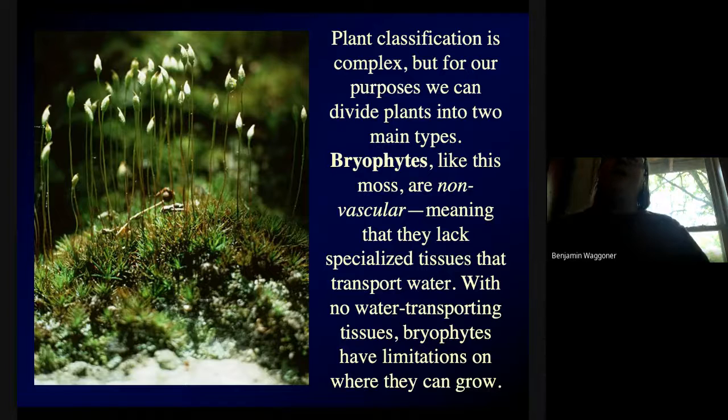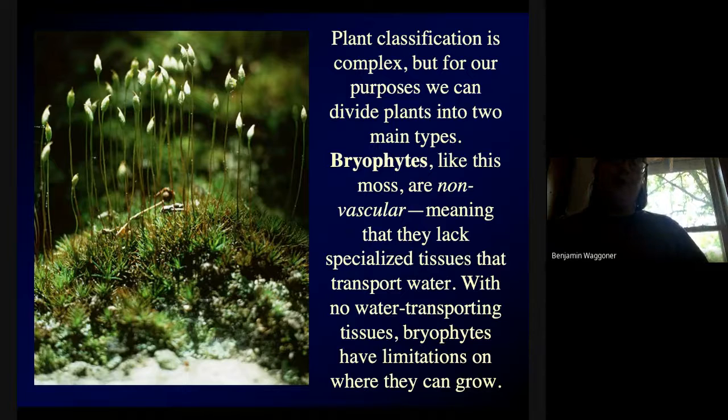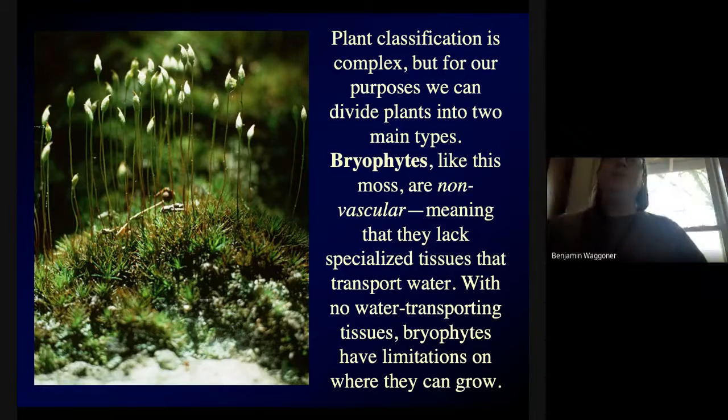Since every cell needs water, bryophytes have some limitations on where they can grow. They have to live in places where every cell has access to water. So you tend to find mosses in places that stay moist pretty much permanently. There's lots of mosses and other bryophytes like liverworts growing in the splash zone of Cedar Falls at Pettit State Park, if you've ever been up that way.